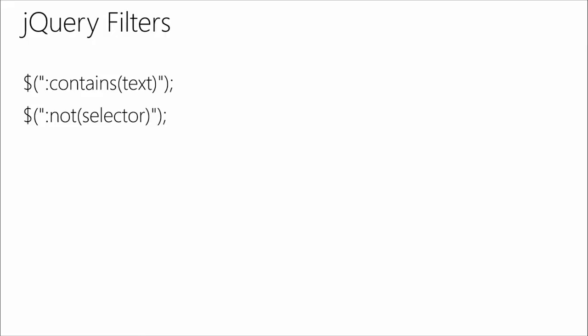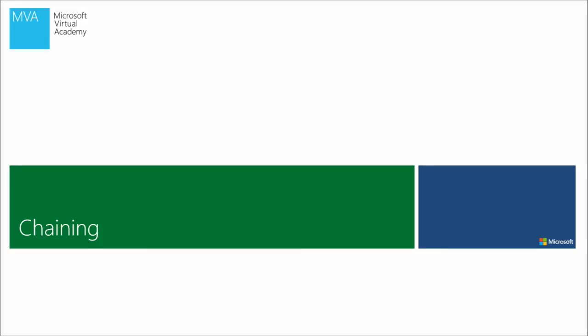But in this case, we just have a colon that starts us off, and then after contains whatever text it is, or the same with not, but a selector. That selector could be a pound ID, a dot class, just an element name, or something that does not contain something else. So it could be any kind of mix and match that you need to get to that element. With filters. A little bit about chaining now.